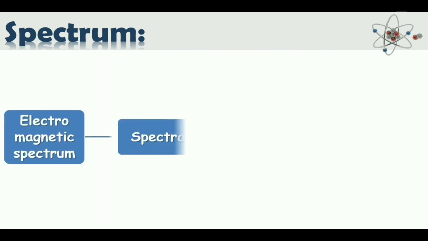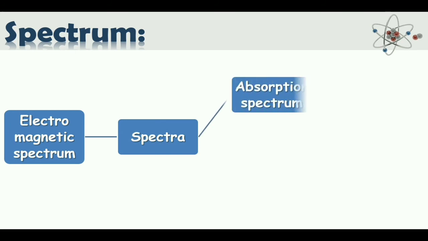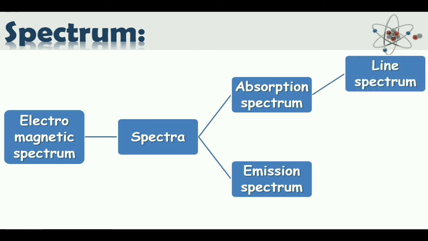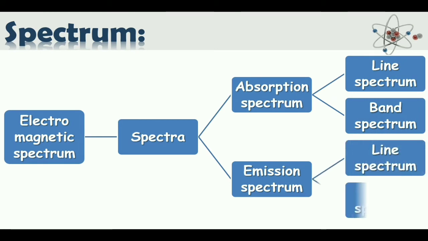Now take the electromagnetic spectrum, then spectra. It is divided into two types, absorption spectrum and emission spectrum. Again, absorption spectrum and emission spectrum are divided into line spectrum and band spectrum. This is the flow chart of the spectrum.